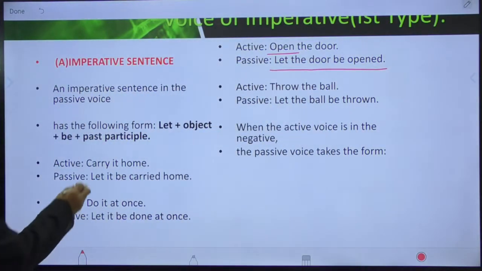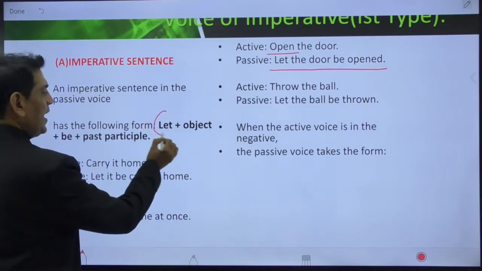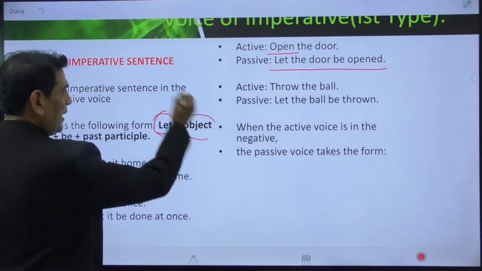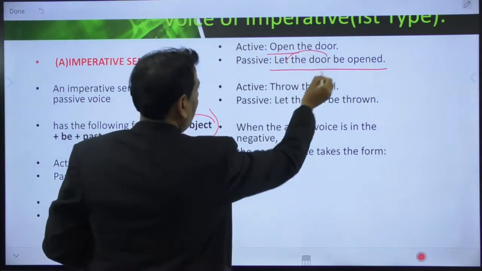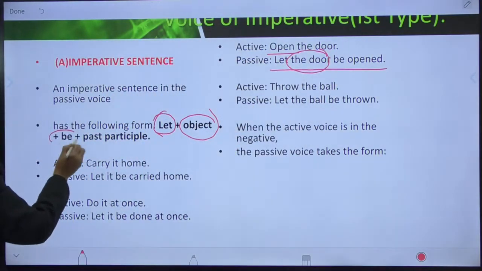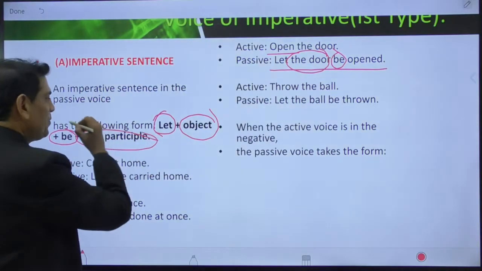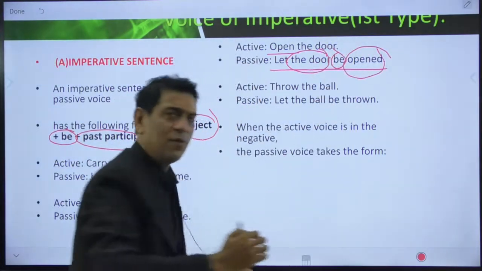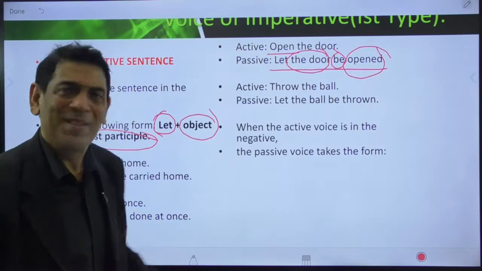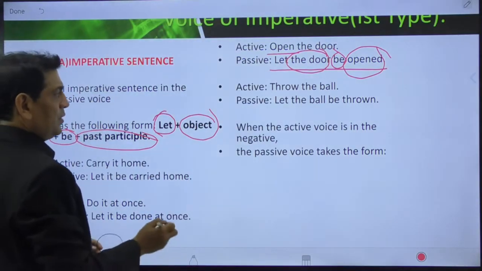And what is the rule? We follow this: let, then we have an object. What is the object over here? The door. Then we have be, and then we have the past participle, my dear. So that's what we need to do. It's quite simple. Okay. Again, take one more example.